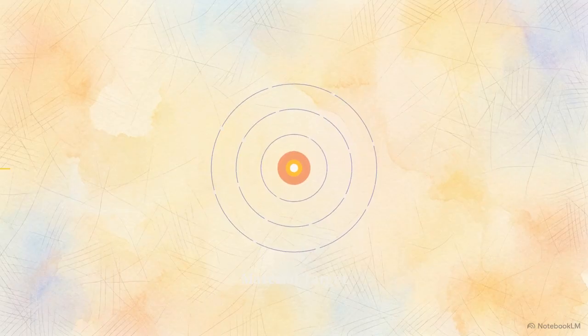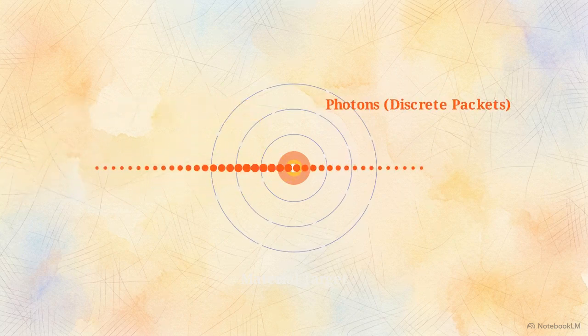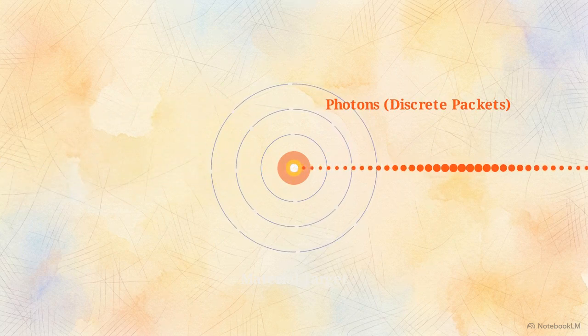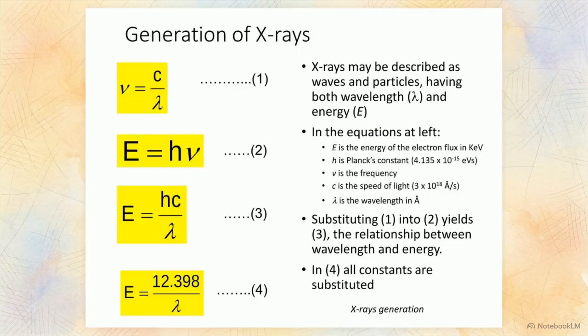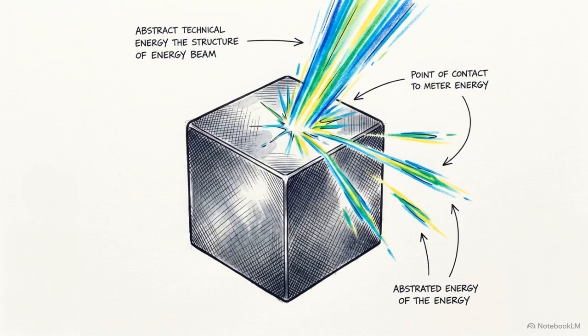X-rays operate with a unique dual nature, behaving as continuous waves of electromagnetic energy, but also as discrete packets of particles, or photons. This chart quantifies that duality. Equation 4 establishes the mathematical link between these states, showing an X-ray photon's energy is inversely proportional to its wavelength. By substituting known constants for Planck's constant and the speed of light, we get 12.398, allowing calculation of either property. Controlling that energy and measuring how these quantum particles interact with a physical sample forms the foundation of materials characterization.